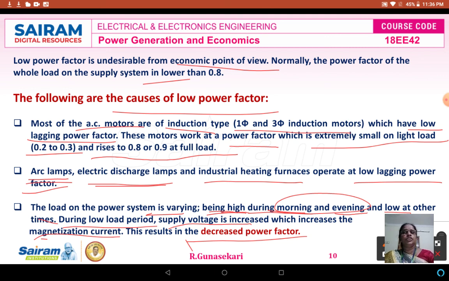Under this topic, the question will come as: write short notes on, or explain, the disadvantages and the causes of low power factor.